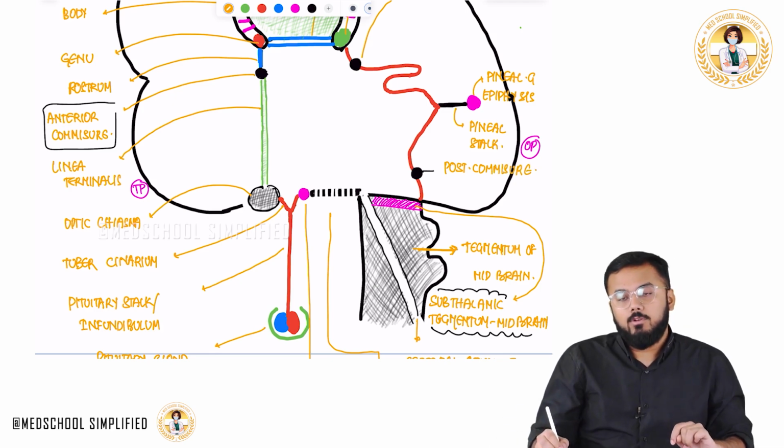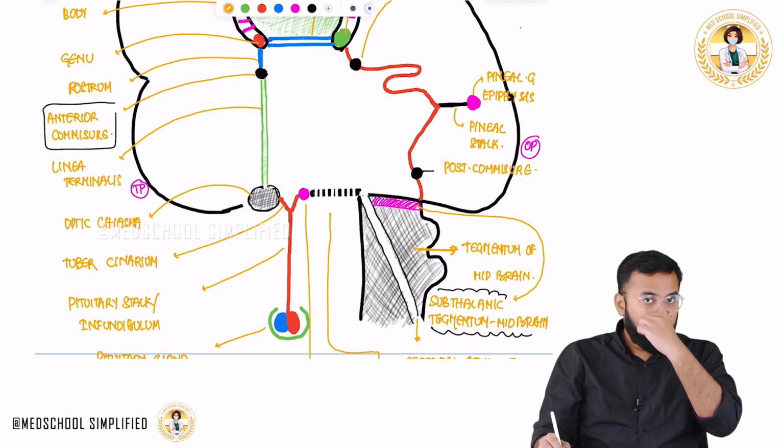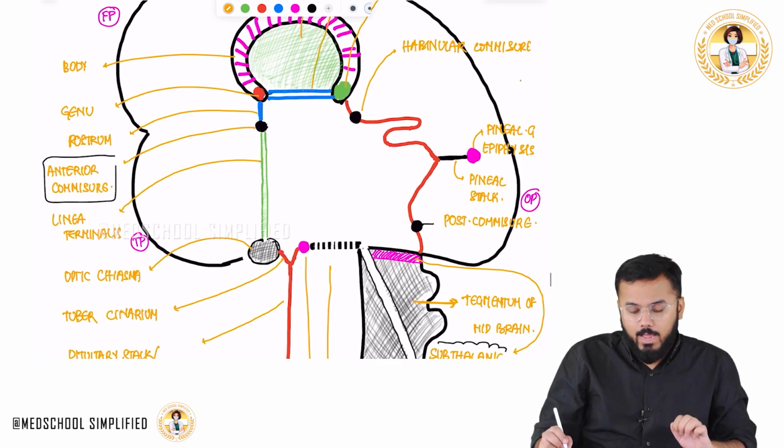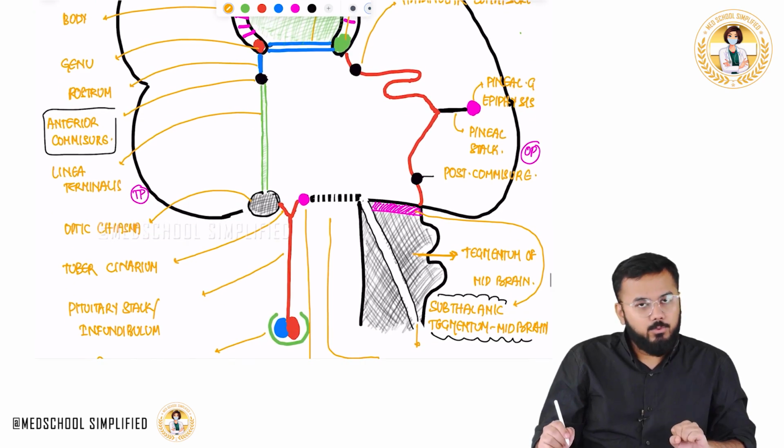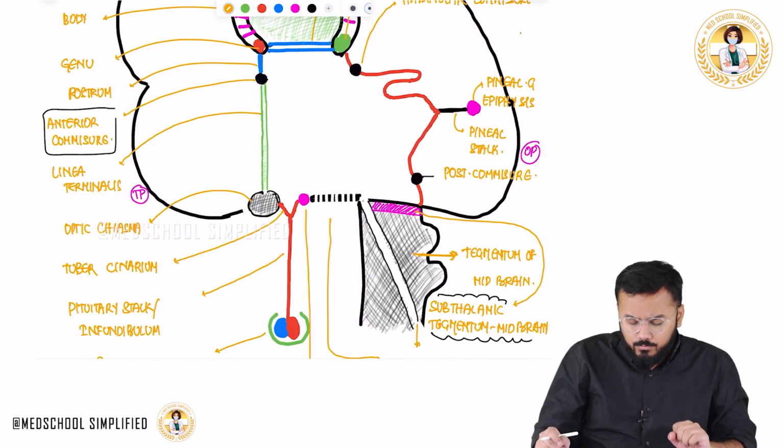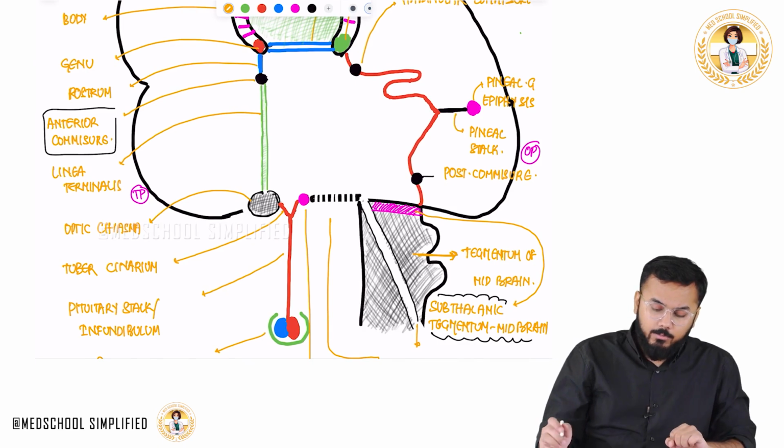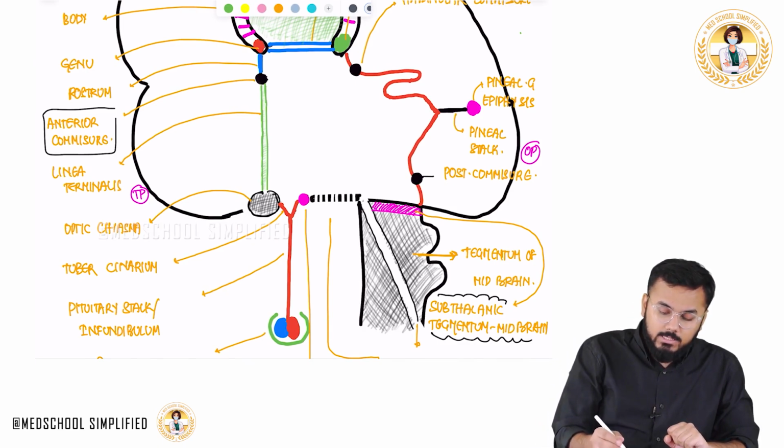So this one over here will become your posterior commissure. So one we have got is your habenular commissure and the second one we have got is a posterior commissure. Now another important thing over here is that you can see a triangular shaped area over here.